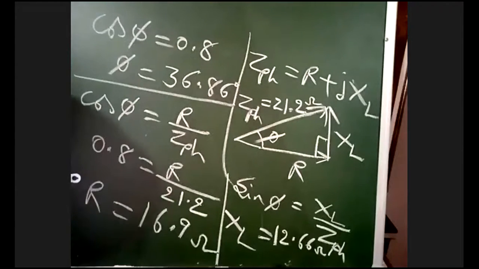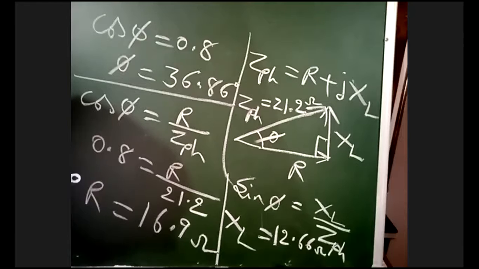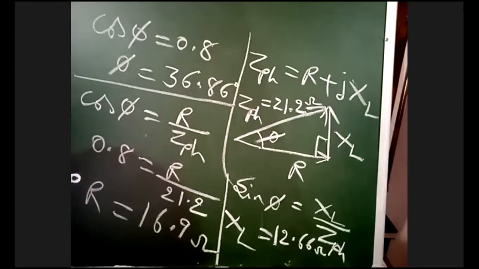So this is the procedure. What is the difference between the first problem and this problem? In the first problem, they are giving R and XL. In this problem, they are asking us to determine R and XL. That is the difference.